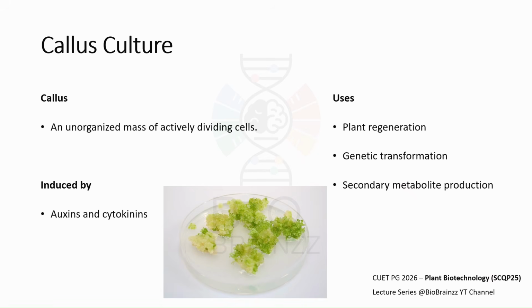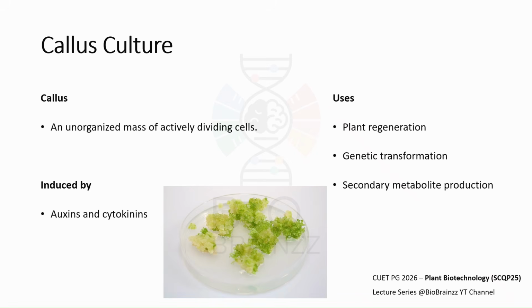In callus culture, the explant, such as a leaf or stem segment, gives rise to a mass of unorganized, actively dividing cells called callus. Callus formation is usually induced by supplying appropriate concentrations of auxin and cytokinins in the culture medium. High auxin levels generally favor callus induction. Callus tissue does not show organized structure. It is extremely valuable because it can later be induced to regenerate shoots or roots, making it a key intermediate stage in many tissue culture protocols.